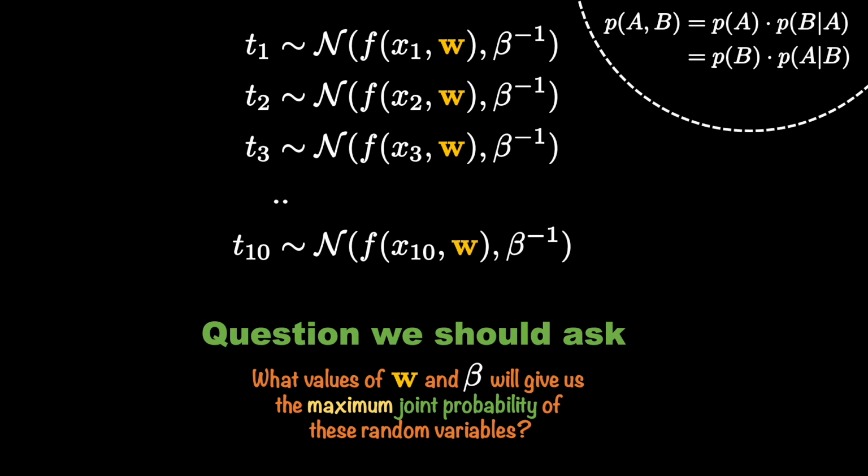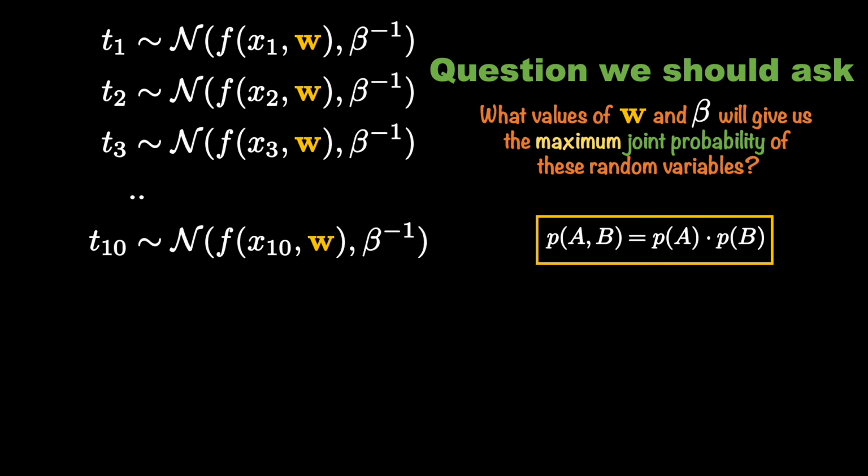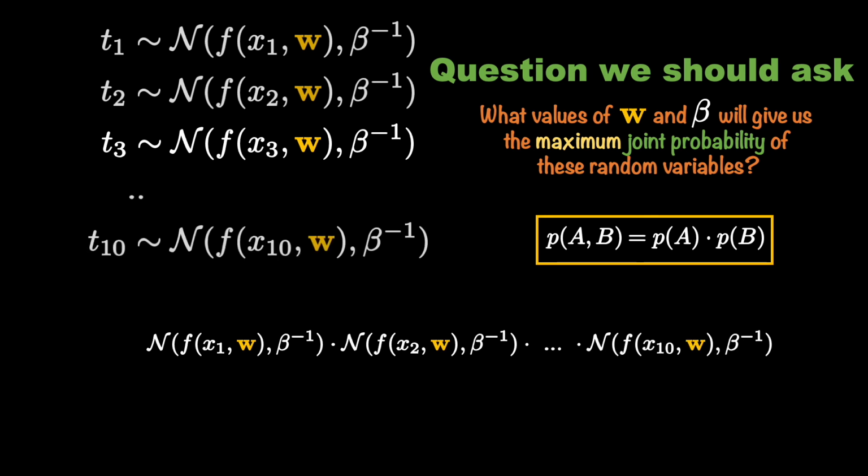Now, if two events are independent of each other, then it is the product of their marginal probabilities. And since we have assumed that our target variables are independent, we can simply multiply them like this. This is a more concise form of representing the above product of target random variables. This pi looking symbol represents multiplication, and it also displays the number of terms being multiplied.